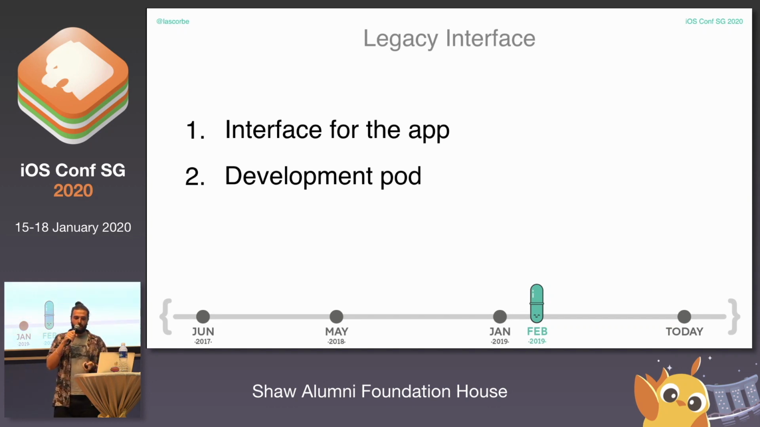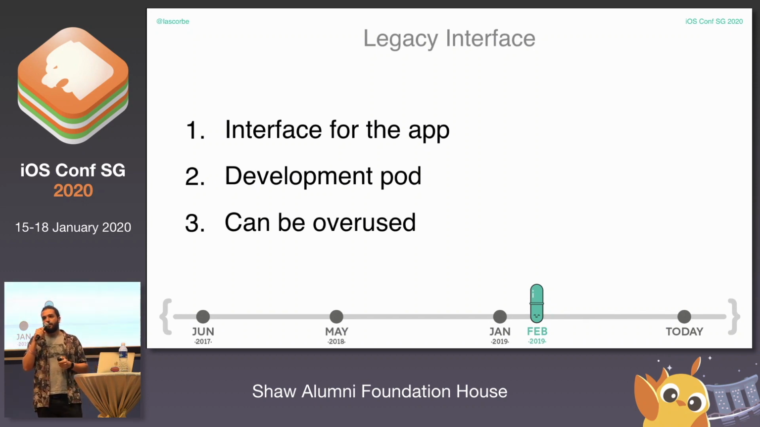This has a downside, which is it can be overused. You can be working on this and just add all the stuff you want on the legacy interface, right? And the way we were trying not to add too much stuff on the legacy interface was through pull requests. So we checked others' code to not overuse this implementation. At the end, we all wanted to make the project better, so it was not a big issue for us.